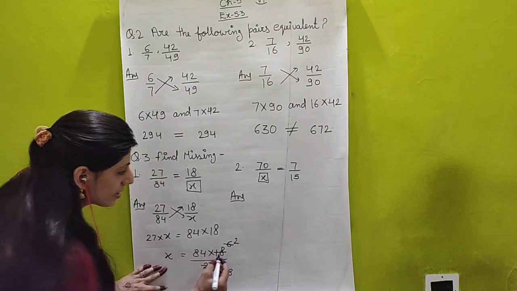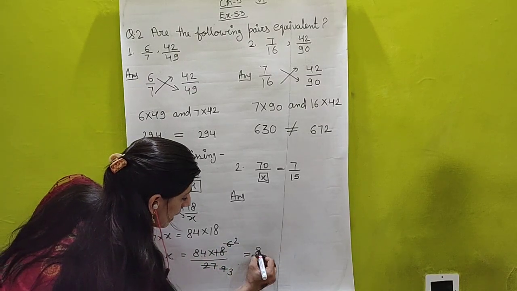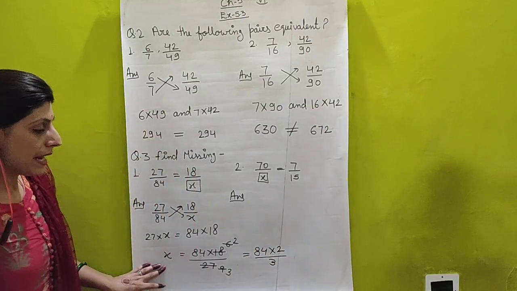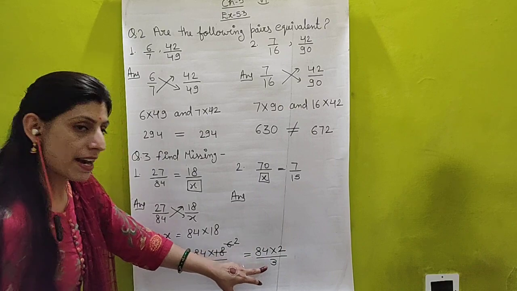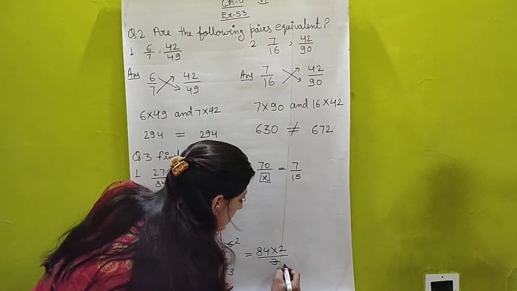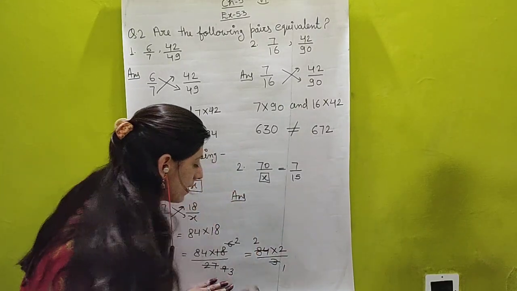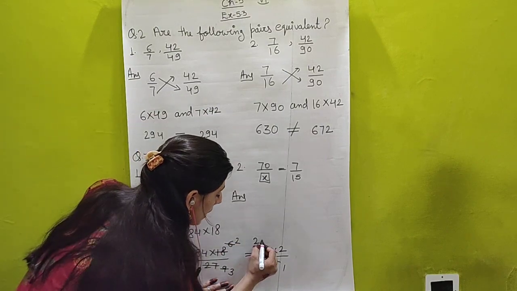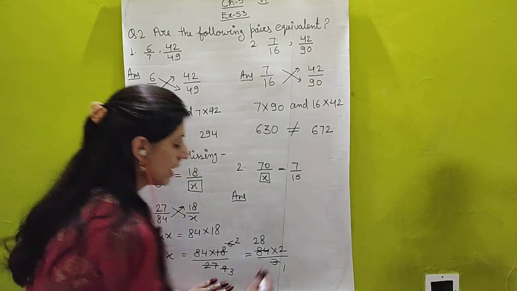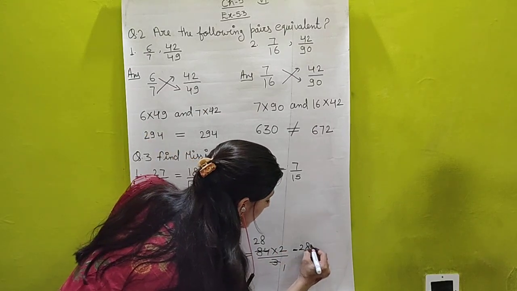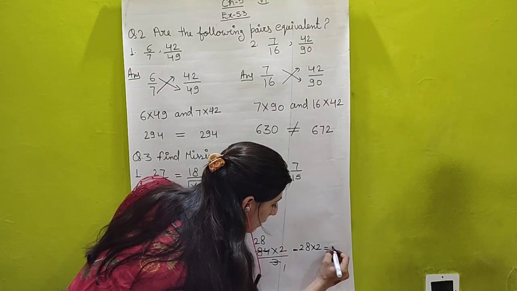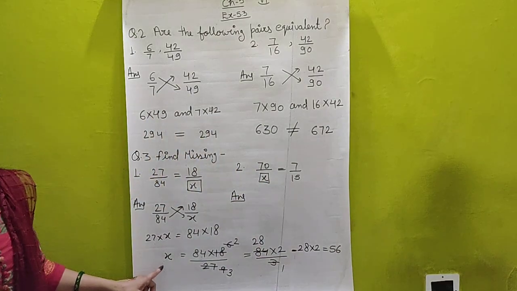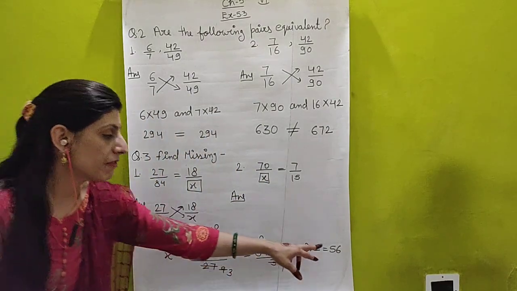Now students, what is remaining here? 84 multiply by 2, downside 3. Now this 84 we can divide with the 3. 3 ones are 3, 3 twos are 6. Now 2 is remainder. Now what will come? 3 eights are 24. Now 28 multiply by 2, it will be 56. So students, the value of x will be 56.